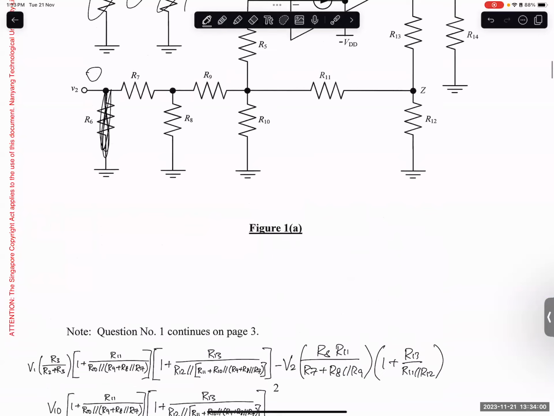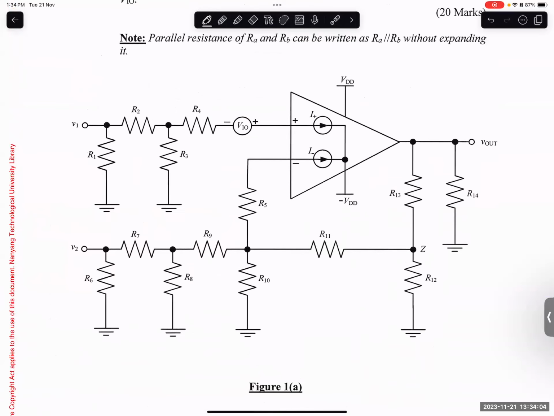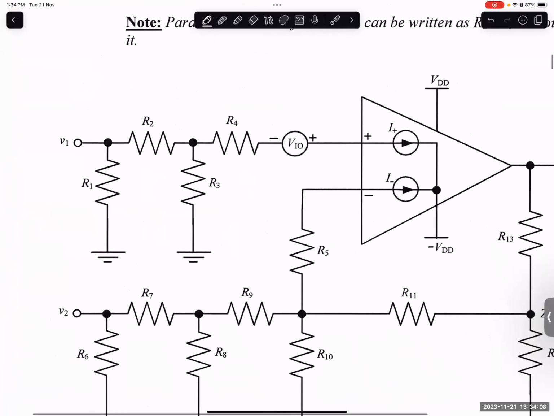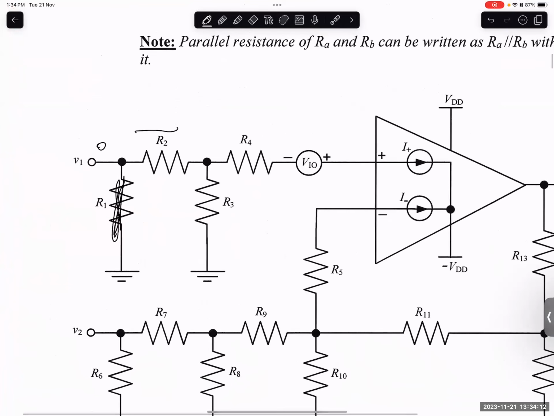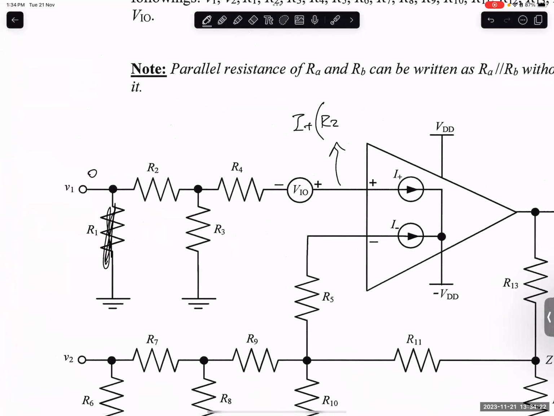That's the page number. Okay, so now we're done with VIO already. Now we can do I plus. I plus is very similar also. So here is 0 volt, so there's nothing going through here. For I plus we need to include R2 because there's current going through here and through here. So the voltage here is what? I plus multiplied by the resistance, so it's just R2 parallel R3, plus R4, like that.